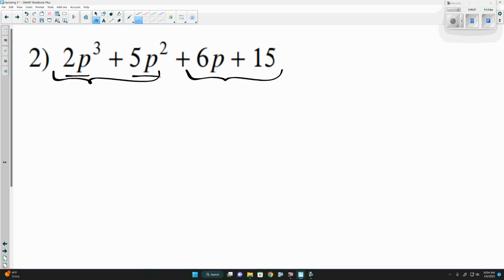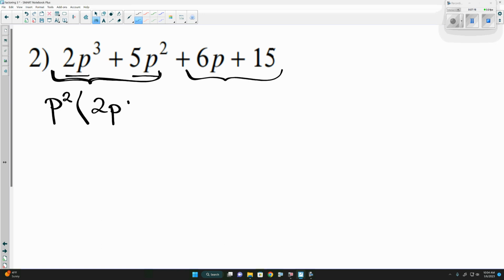But p cubed and p squared do, then it would be p squared, because I can pull two of those variables out of each one. We won't pull it out of the entire thing, just out of the first two here, because if I factor p squared out of p cubed, we still have the 2, but now it is 2p.